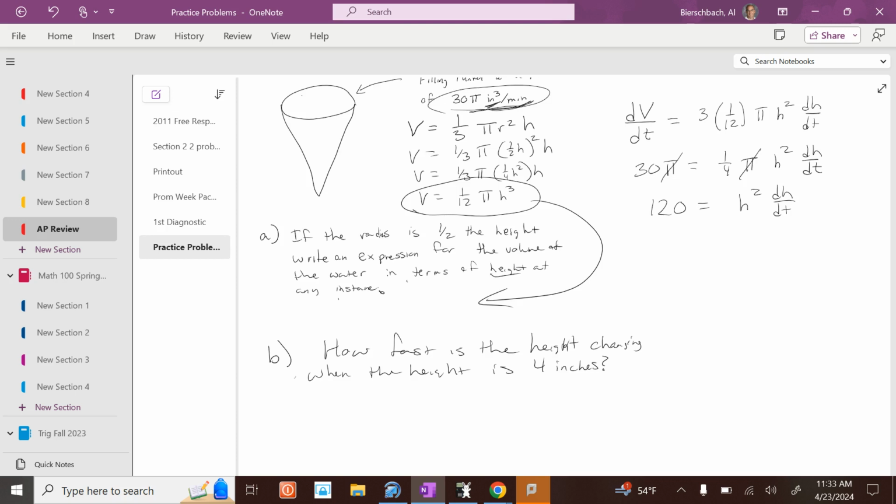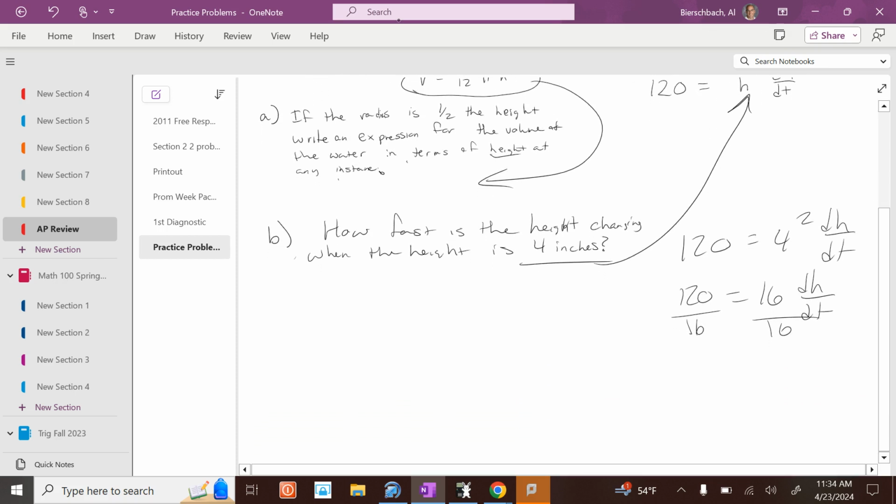Am I wrong in saying you're asking the question, what is it going to say when the height is 4 inches? Yep. So the derivative at 4. When the height is 4, you're sticking it straight in there. Okay? So 120 equals 4 squared dH dt. So 120 equals 16 dH dt. Divide by 16.